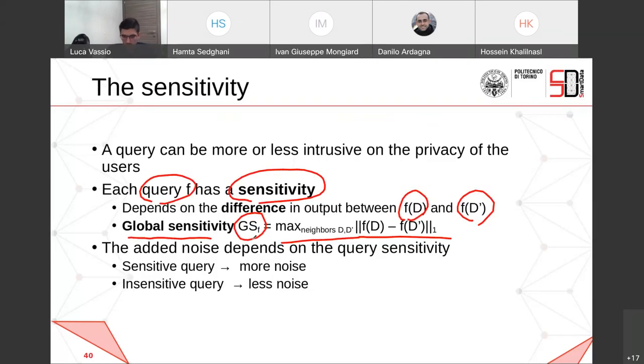There is also local sensitivity, but we will not talk about it in this tutorial. The idea is that if a function, a query, depends a lot on small variations of the dataset, then it means that it's a sensitive query, and so we should add more noise. If instead it is insensitive, then we can provide less noise.